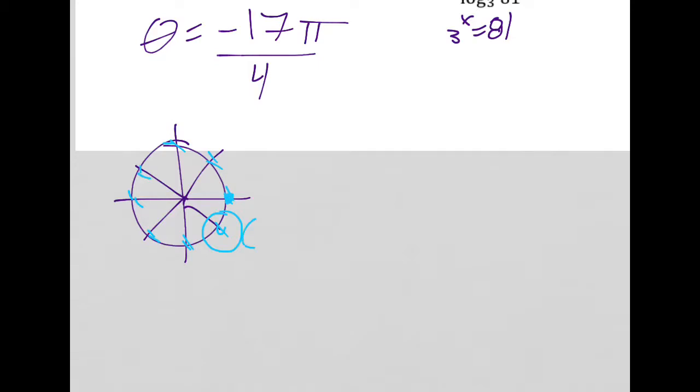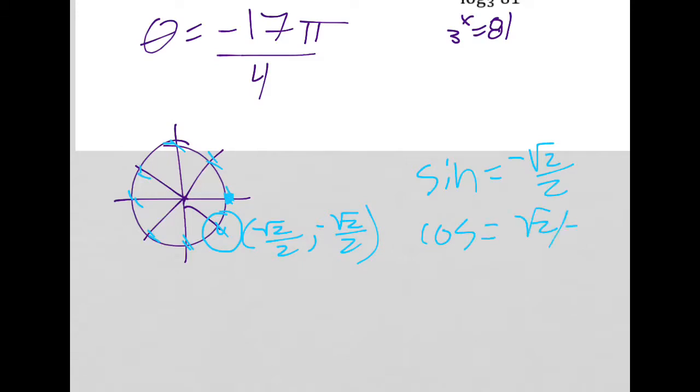And I know right here x values are positive and y values are negative. So sine is negative root 2 over 2. Cosine is positive root 2 over 2. Tangent, remember tangent is slope. The slope of this line right here is negative 1.